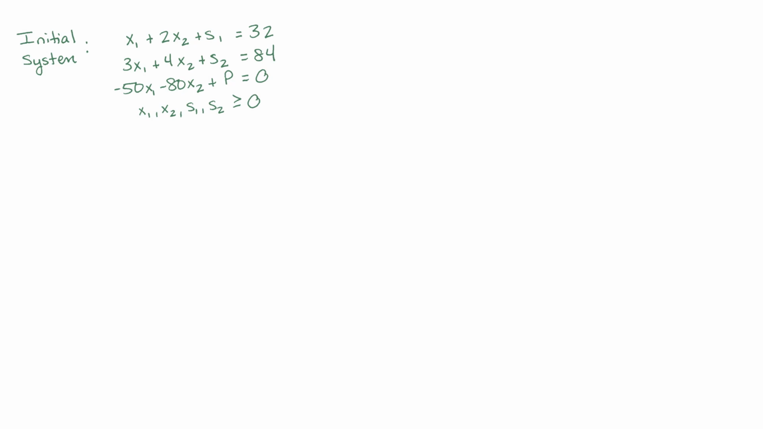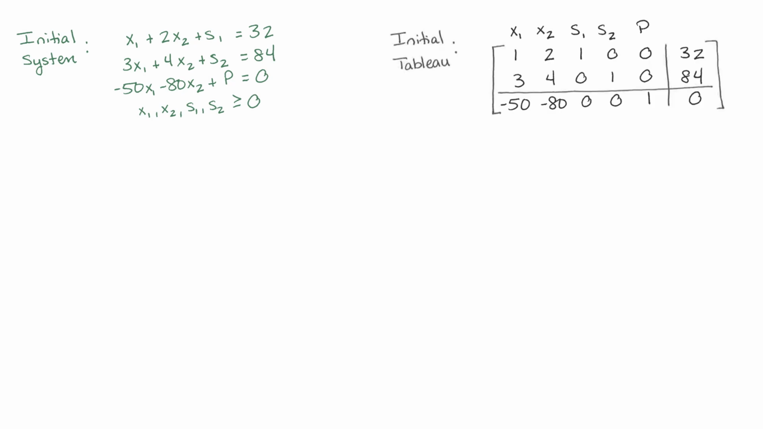So recall our initial system. For our initial tableau, we write our x's in order, so x1, x2, our s's in order, s1, s2, and then we have a column for our objective function, and then our last column is our constant column. And so we're going to have a row for each constraint, and the last row, which we're going to separate by a horizontal line, is going to be reserved for the objective function.